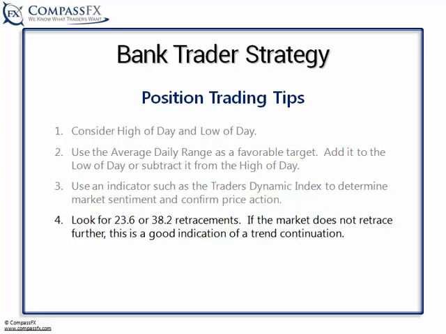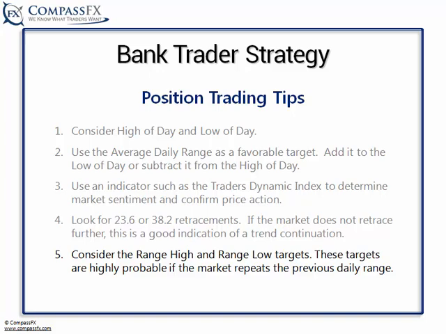One other trade tip is to look for a 23.6 or 38.2 retracement. If the market does not retrace further, this is a good indication of a trend continuation. Another trade tip is to consider the range high and range low targets. These targets are highly probable if the market repeats the previous daily range.